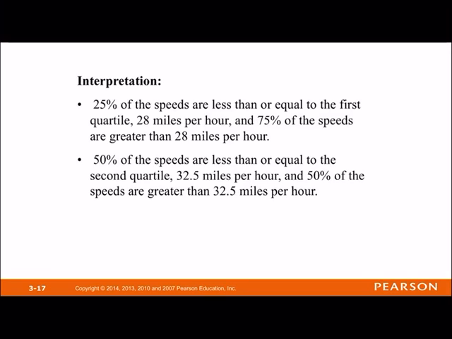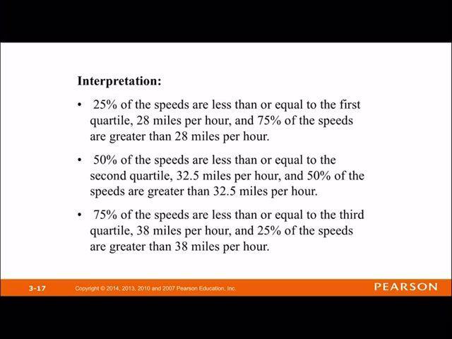50% of the speeds are less than or equal to the second quartile. And again, the second quartile is the same thing as the median. So the median was 32.5 miles per hour. So 50% of the cars are going less than 32.5, 50% are going more than 32.5. Our third quartile was 38. So again, the third quartile is the same thing as the 75th percentile. So that means that for 38, that third quartile, 75% of the cars are going less than that, 25% are going more than that.